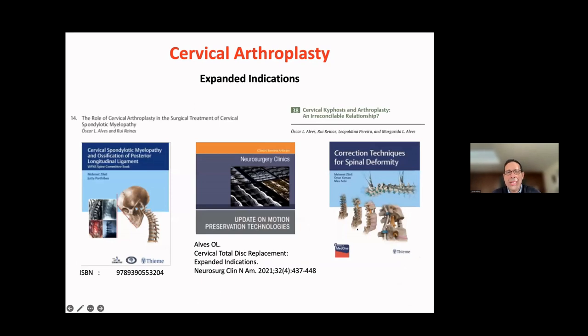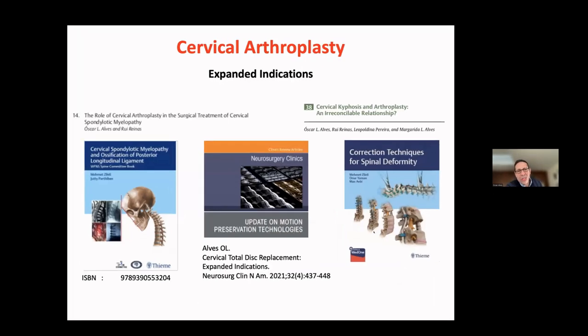So these are my expanded indications, and these are some of the papers that we published, in Mehmet's book and also in Neurosurgical Clinics of North America, and it's a nice paper with nice tips and tricks that you can see there.